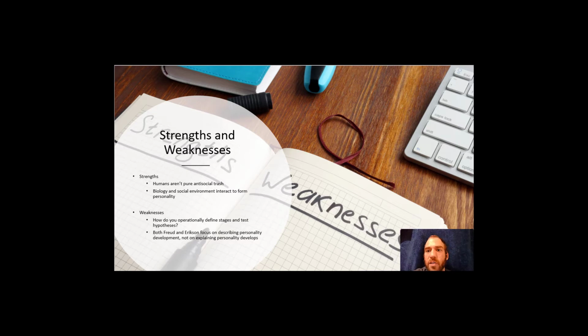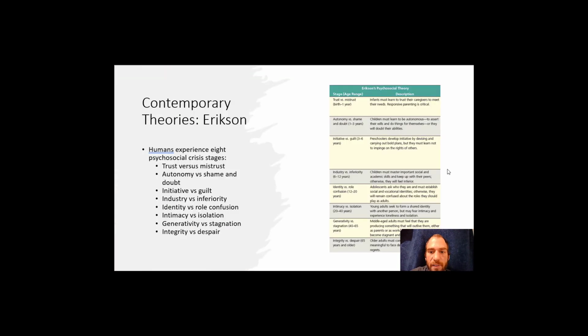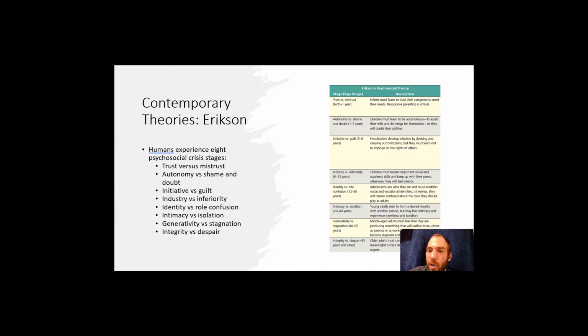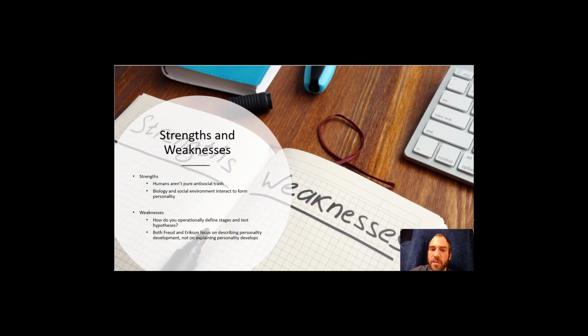So Erikson focuses more on biological and social environments, as I stated. And weaknesses: how do you operationally define these stages? We have some definition here, but how can I actually test those in an experimental way? Both Freud and Erikson focus on describing personality development, not on explaining how personality develops. So again, we have all this description of personality, but how is this happening? Why is it happening? That is not addressed by Freud and Erikson.